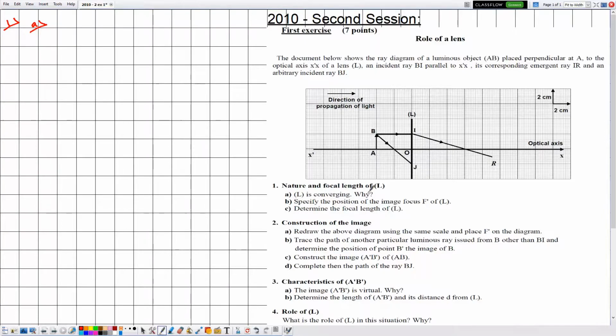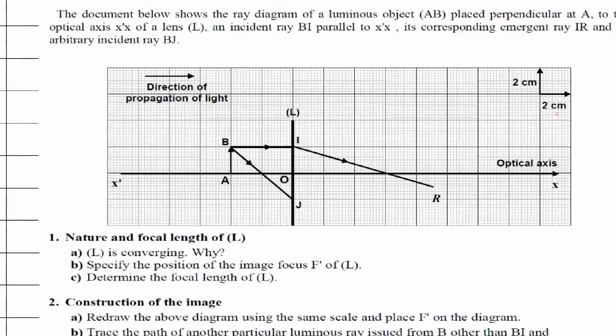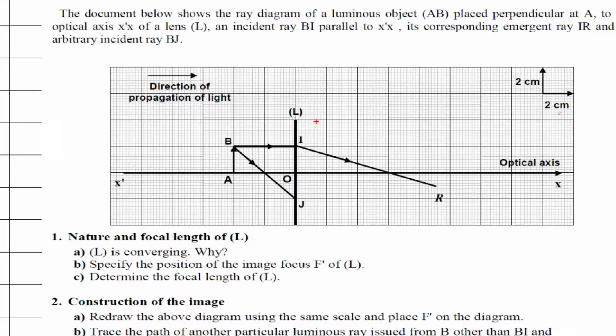They are telling me that L is a converging lens. Why? We can determine the nature of a lens by checking how it affects a ray of light. BI is an incident ray because it's hitting the lens, and IR is the emergent ray because it's coming out from the lens. BI is supposed to complete its path like this, and we notice that the emergent ray emerges toward the optical axis, which means that the used lens is a converging lens.